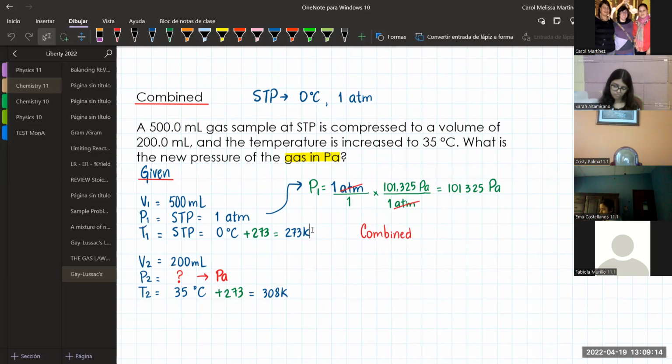We're going to have pressure times volume on the top, like the first equation that I gave you, Boyle's. Pressure 1, volume 1, all this divided by temperature 1, equals the same but with 2: pressure 2, volume 2, divided by temperature 2. My unknown is pressure 2. So I'm going to need to isolate.